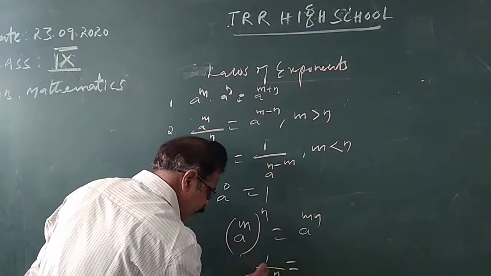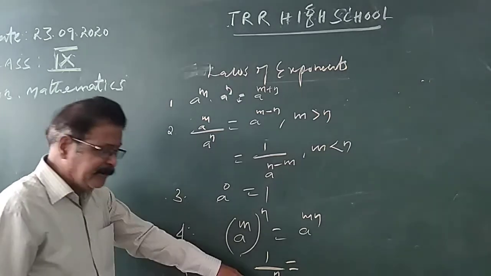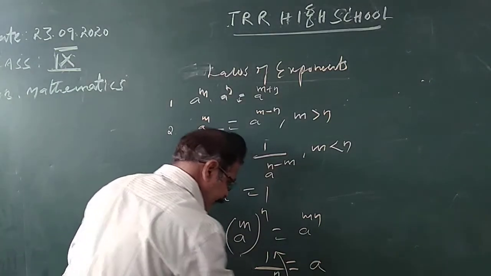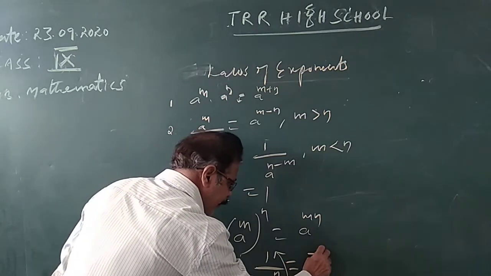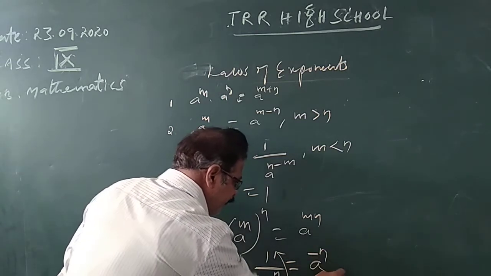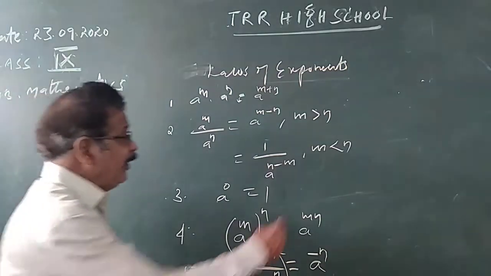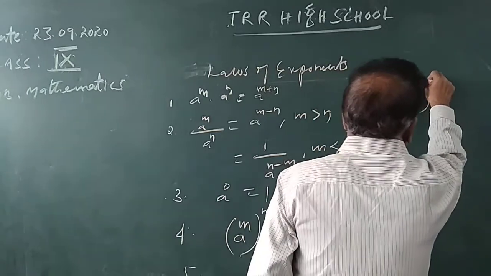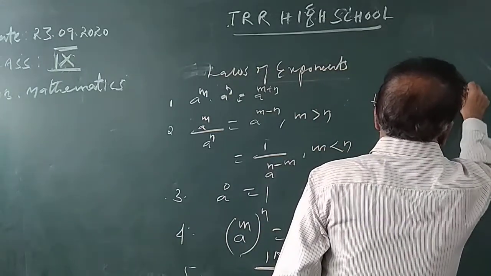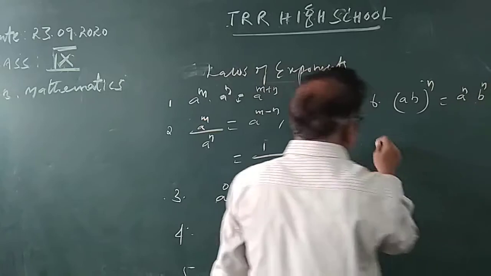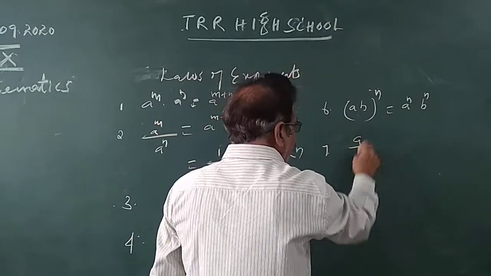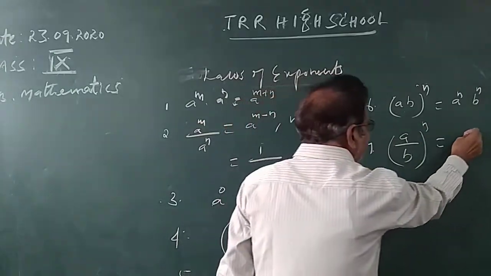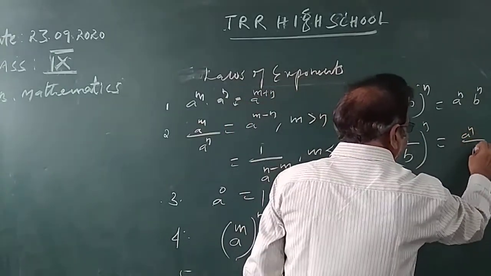And also we know that 1 by a to the power of n is equal to... where is the exponent here? In the denominator. When we want to carry it to the numerator, the power gets a negative sign. So 1 by a to the power of n means a to the power of minus n. Similarly, one more: ab whole to the power of n is equal to a power n, b power n. Similarly, a by b whole to the power of n equals, the power belongs to both numerator and denominator, a power n by b power n.